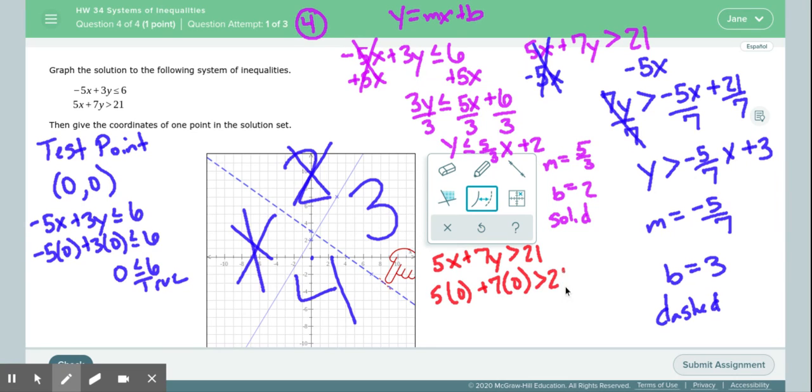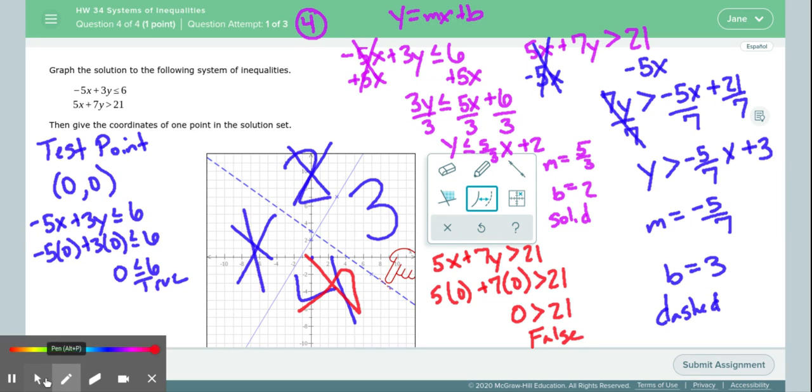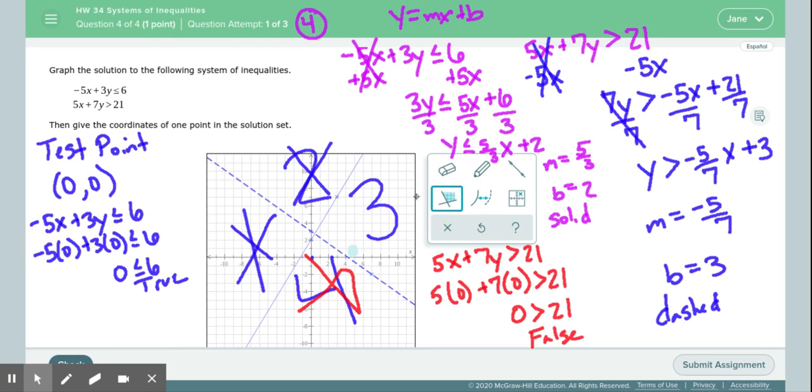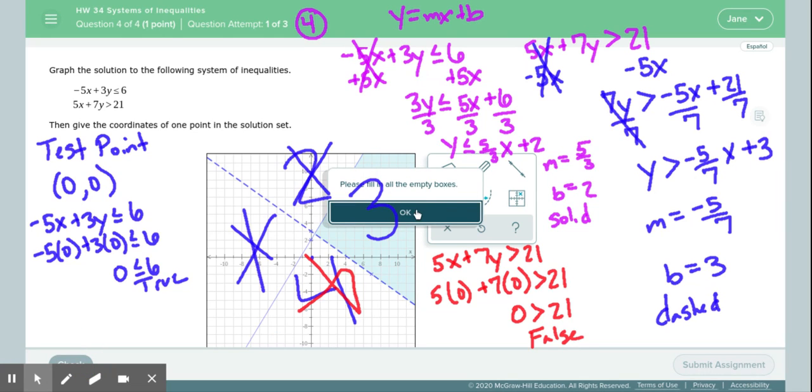Is that greater than 21? So 5 times 0 is 0, 7 times 0 is 0, so 0 plus 0 is 0. Is that larger than 21? That is false. So here's where 0, 0 is. It now is false, which means that region 4 is no longer a possibility. Region 3 is where my solutions are going to lie. So I'm going to get my shading tool, and I'm going to click somewhere in region 3, and I'm going to check my work, and I'm going to hope that it is correct.